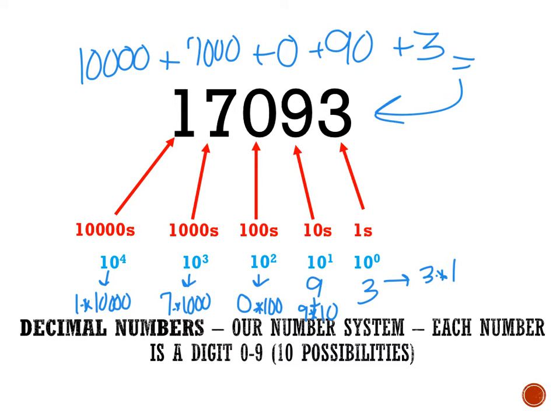So really what that number represents is how many 1s, or 10 to the 0th powers you have, 10s, excuse me, how many 10 to the first powers you have, 100s, how many 10 to the second powers you have, and so on and so forth. So that decimal number system, as I mentioned on the previous slide, each one of these digits can be a value between 0 and 9. There are 10 possibilities, and the decimal number system is what we call base 10. Every single one of these digits represents how many of some power of 10 you have.